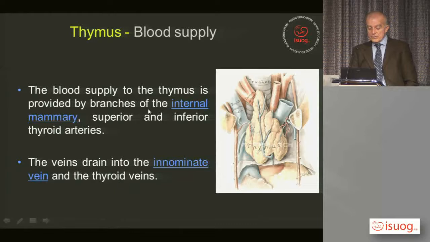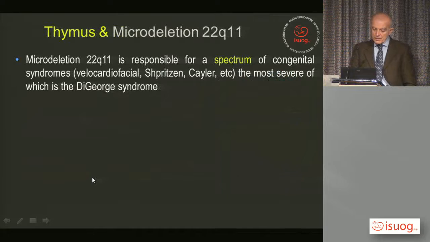The blood supply to the thymus is provided mainly by branches of the internal mammary artery that you see here in a drawing. What is the orientation and size of the thymus in the adult? In the adult, it's very, very small in comparison with the prepubertal phase and the fetus. And the veins, of course, drain eventually into the innominate vein and the thyroid veins.